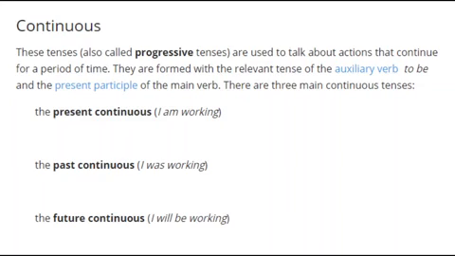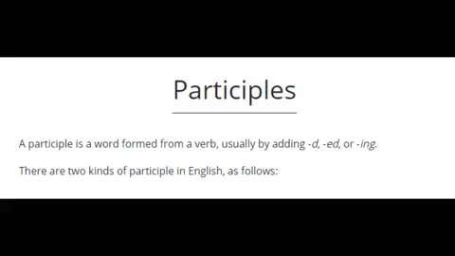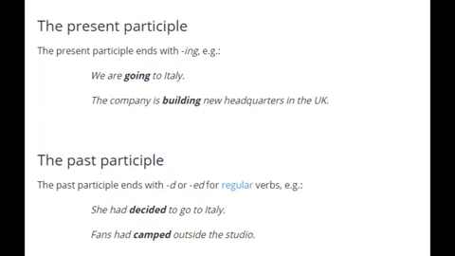Now let me tell you what a participle is. A participle is a word formed from a verb, usually by adding d, ed, or ing, especially ing. There are two kinds of participles in English. Those are the present participles and the past participles. The present participle ends with ing. Example, we are going to Italy. The company is building new headquarters in the UK.